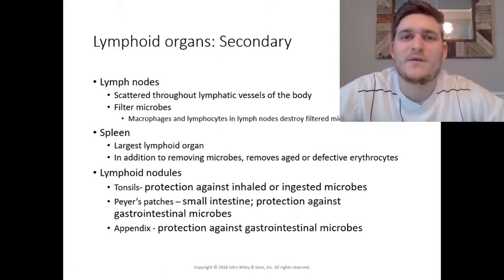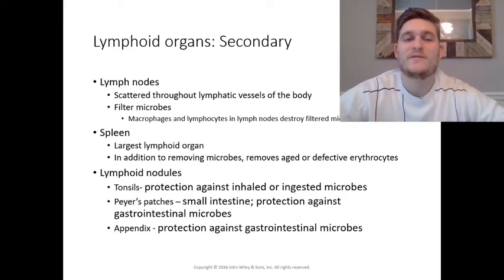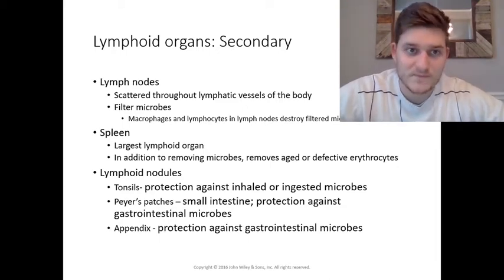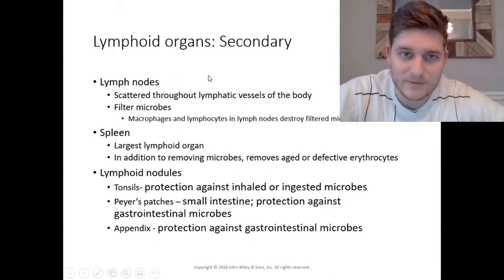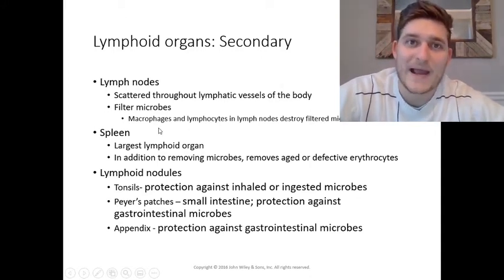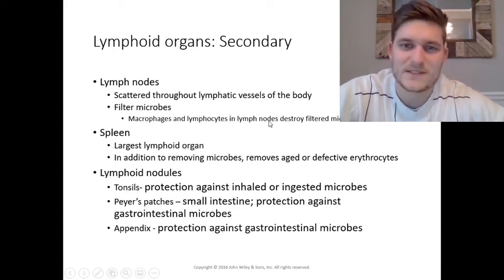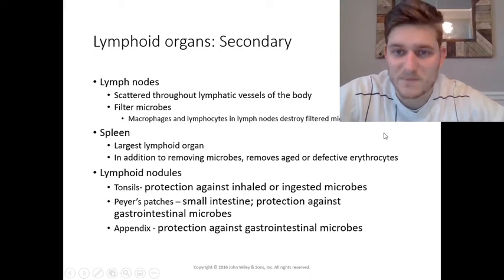The secondary lymphoid organs include the lymph nodes, the spleen, and the lymphoid nodules. Lymph nodes are scattered throughout the lymphatic vessels of the body. And again, this is where we are going to filter out bacteria. And so we have particular cells called macrophages, which we'll discuss a little bit later, and lymphocytes, which we just discussed, B cells and T cells, to help destroy these microbes.